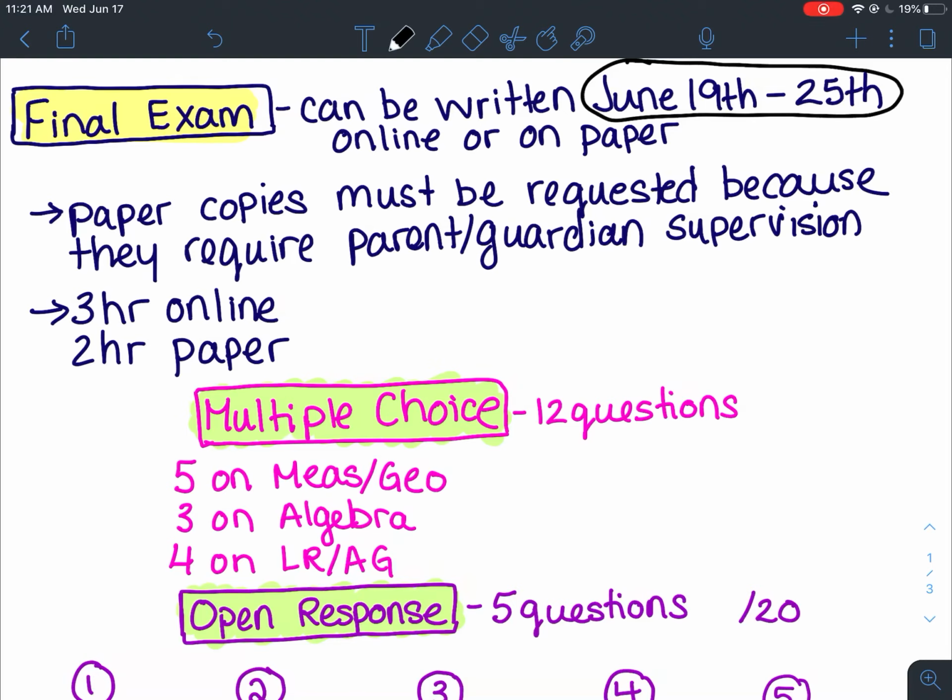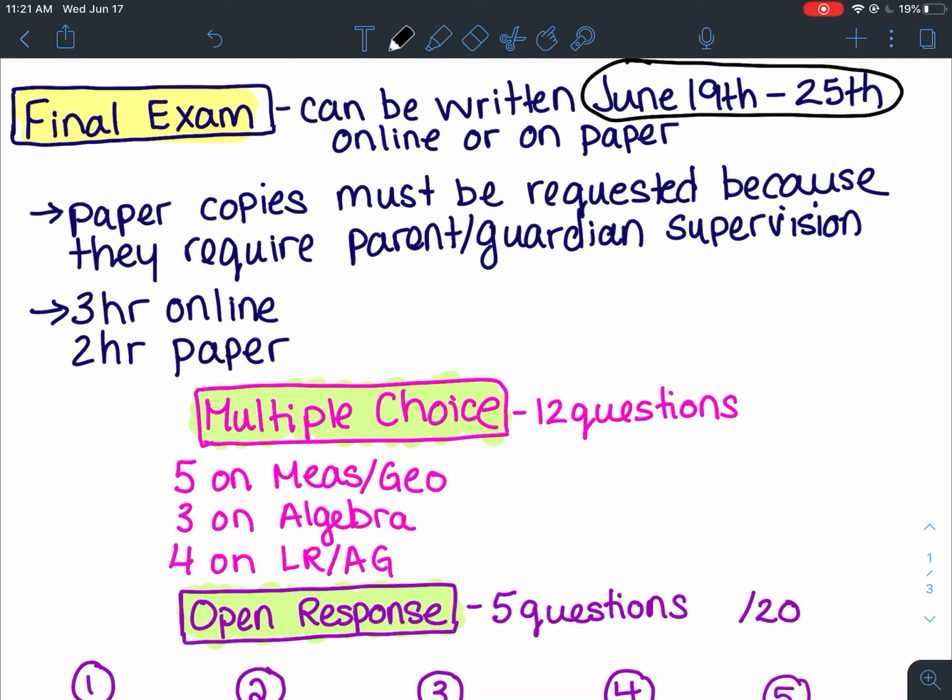If you want to do your exam on paper, I need to get an email. So I've sent emails to all your parents or guardians, assuming I have their correct email addresses. And they can email me back, or you can, as long as I know that a parent or guardian is going to be able to supervise you to know that you're just taking 2 hours.